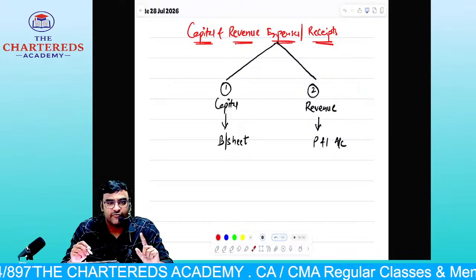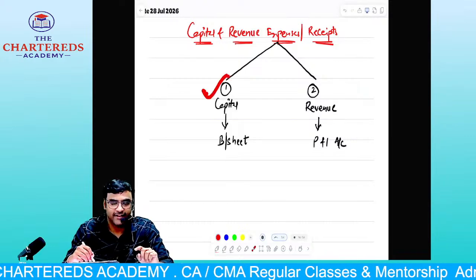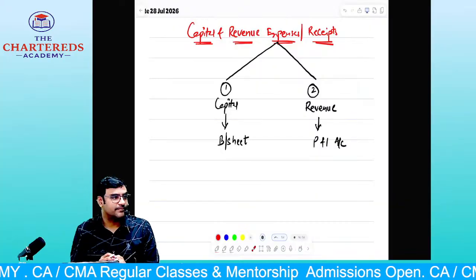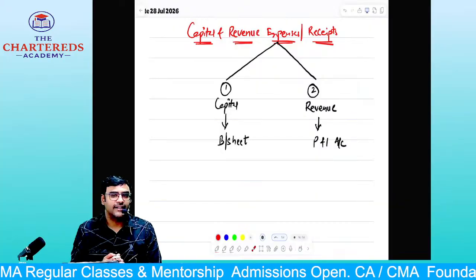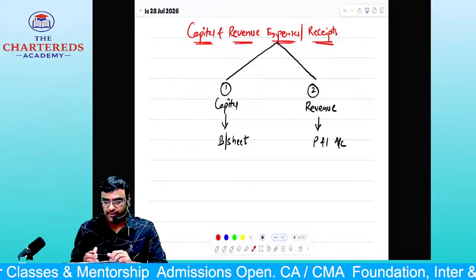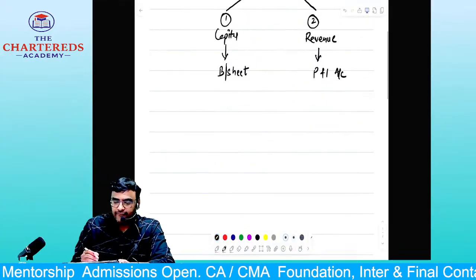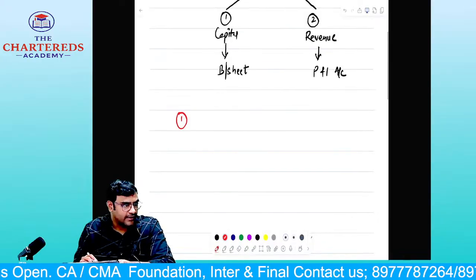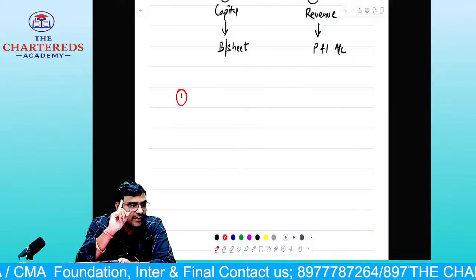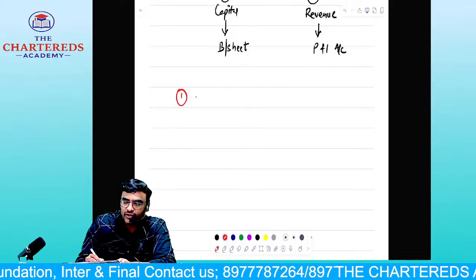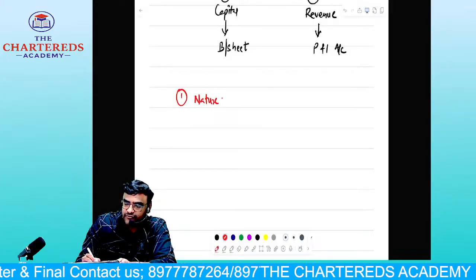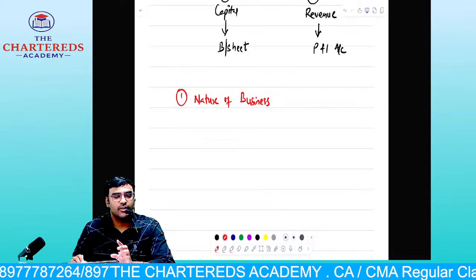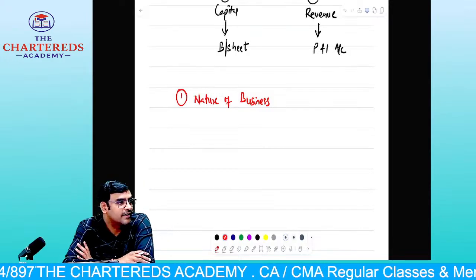Okay. First of all, try to divide capital. So what is the basis? How do we divide? What are the rules? Let us try to understand the rules one by one. Whether an expense is capital in nature or revenue in nature, the first thing we have to take into consideration is called nature of business. What is the first thing we have to take into account? Nature of business.